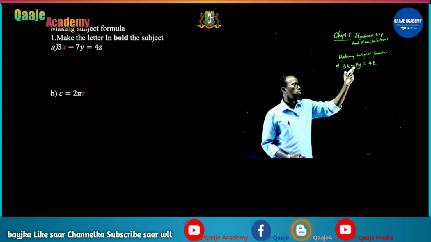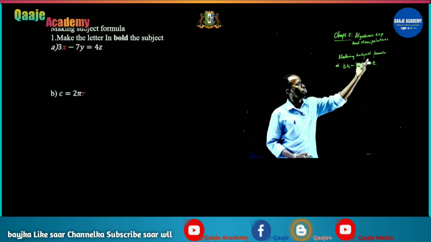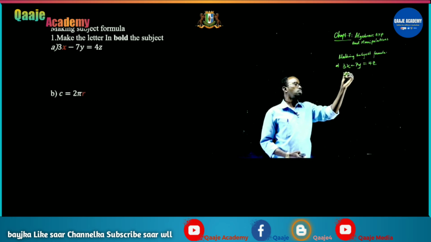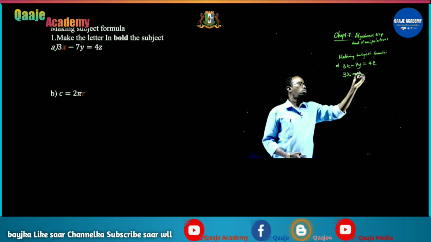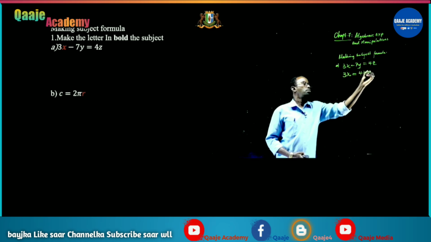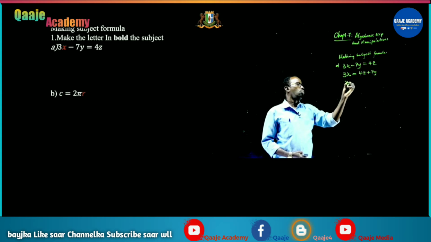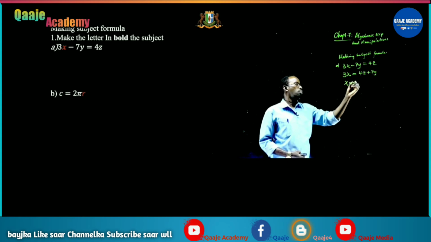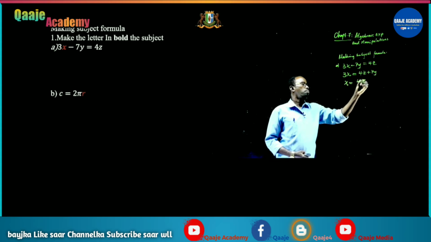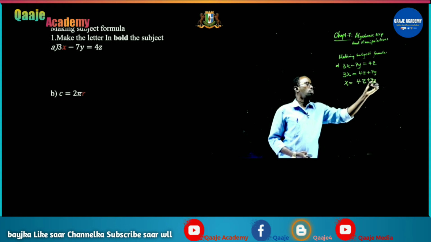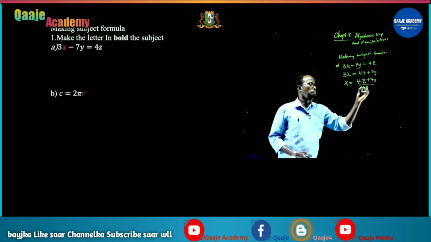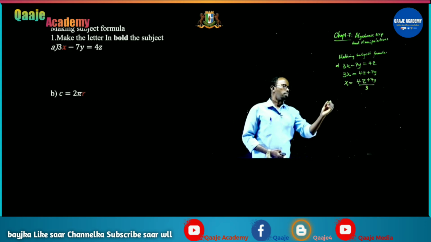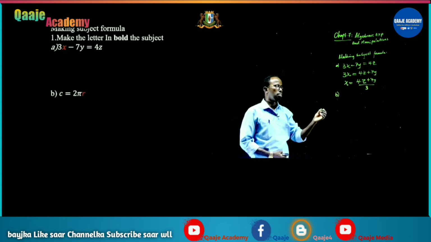So what you do is you transfer minus 7y to the right. You get 3x equal to 4z plus 7y. And then x will be equal to, you divide both sides by 3, you get 4z plus 7y, divide all these by 3.